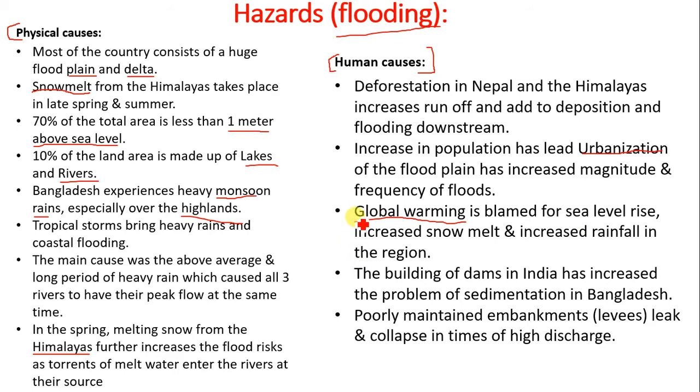So, this global warming will now lead to the melting of ice caps around the Himalayas. Now, the building of dams in India has increased the problem of sedimentation in Bangladesh. So, poorly maintained embankments or levees leak and collapse in times of high discharge.